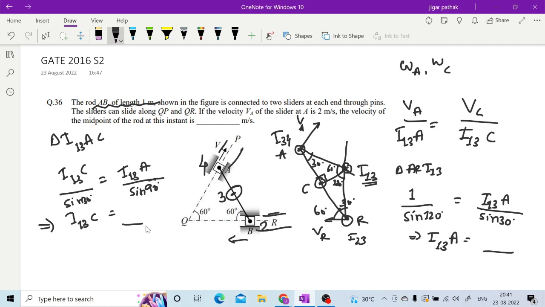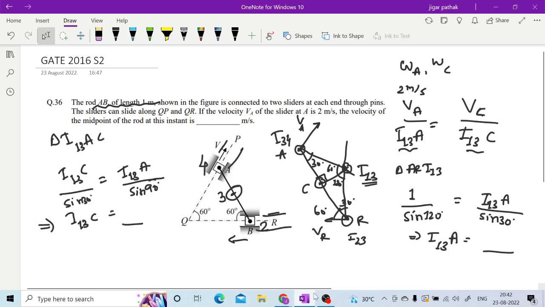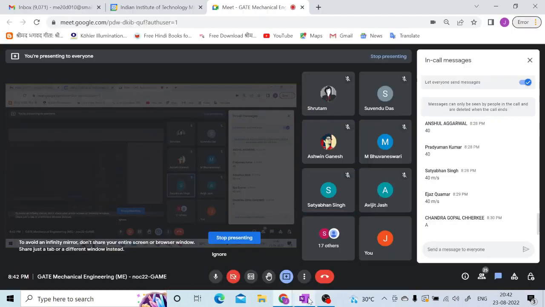So once you have I13A and I13C, and you also know that VA is given as 2 meter per second, you can calculate VC. So can anyone quickly calculate and tell me what VC is from this data? Hello? 1 meter per second, sir. 1 meter per second. So all of you are getting the same?